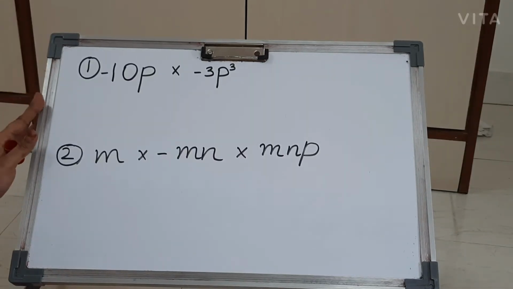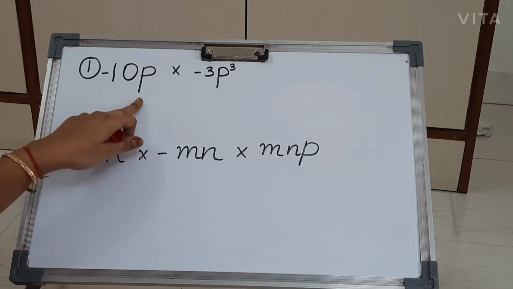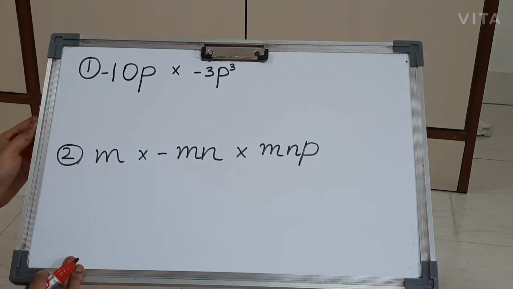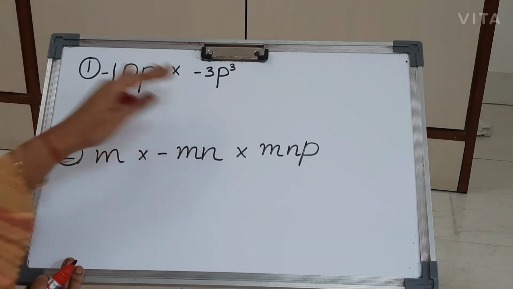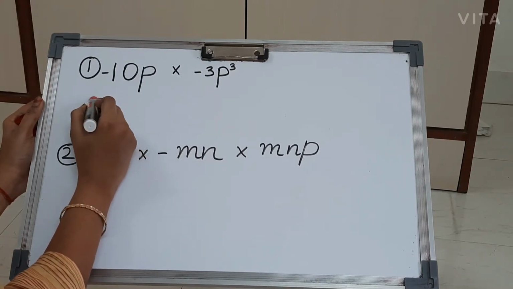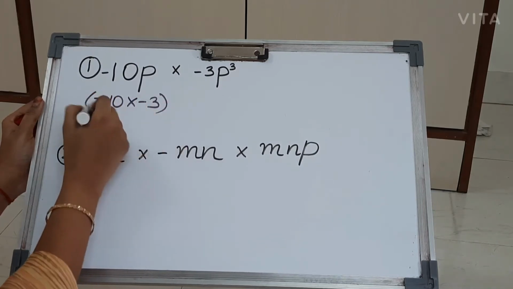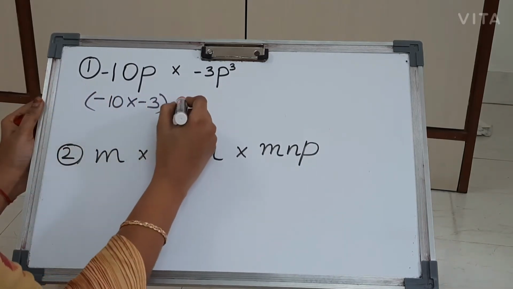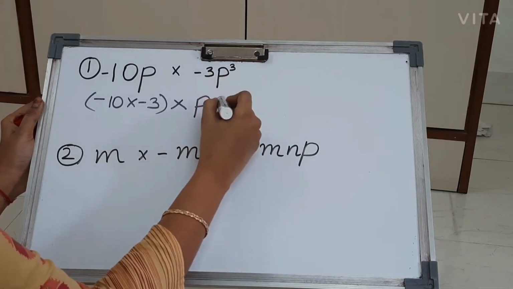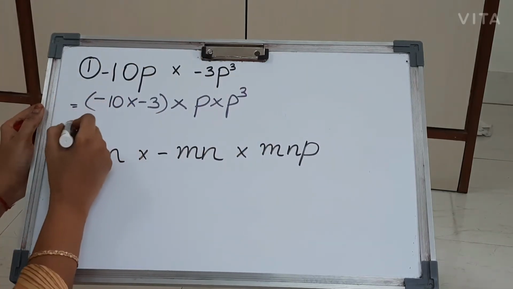Now let's start with some small questions. Suppose we have to multiply minus 10p into minus 3p cube. So how are we going to do this? First we will solve the numbers. First we will take the fixed part, that is minus 10 multiplied with minus 3. So first we will multiply the numbers and we will separate the coefficients from p into p to the power 3. So what will be the answer here?